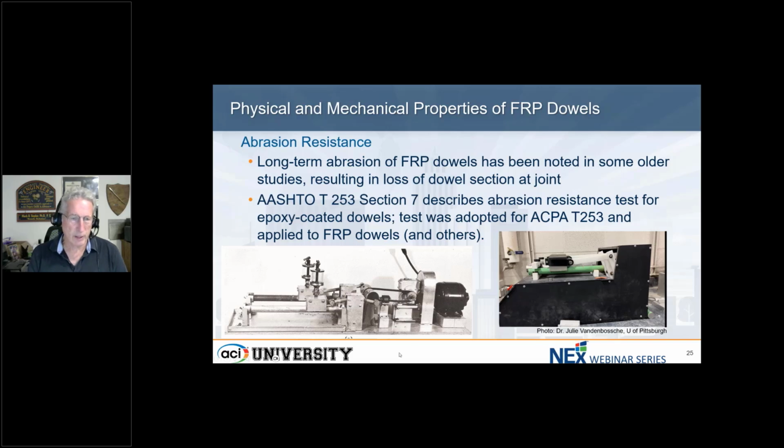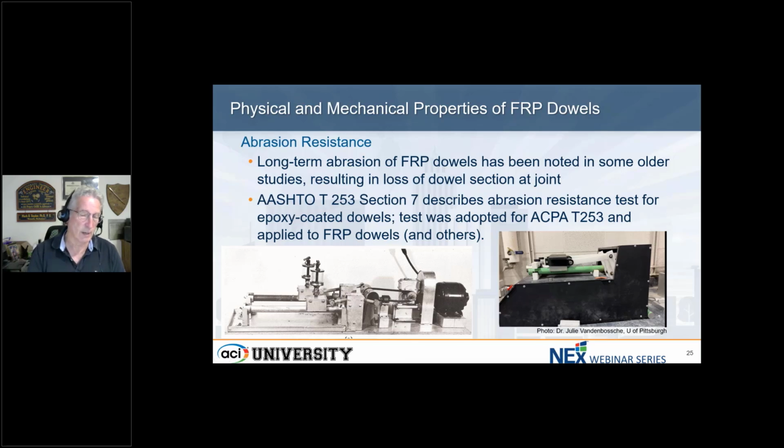And if you look in the lower left-hand corner, this is the AASHTO T253 abrasion resistance test. The bars are mounted horizontally. You've got a concrete block with a specified mass, and you've got this mechanical rig that's just moving that block back and forth 10,000 double strokes. And you measure the loss of cover.